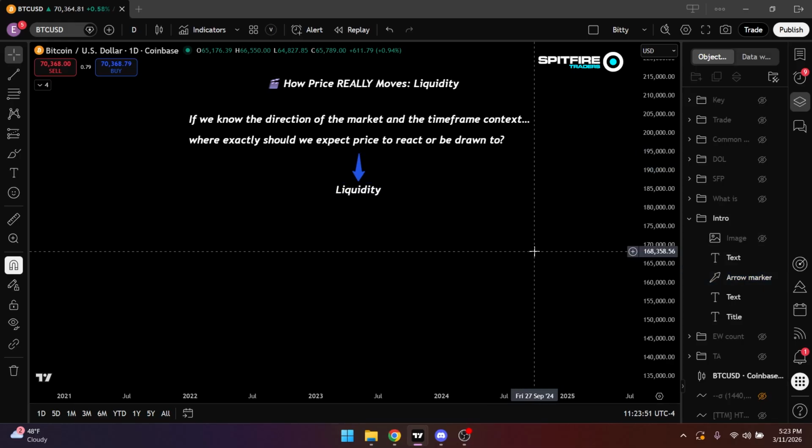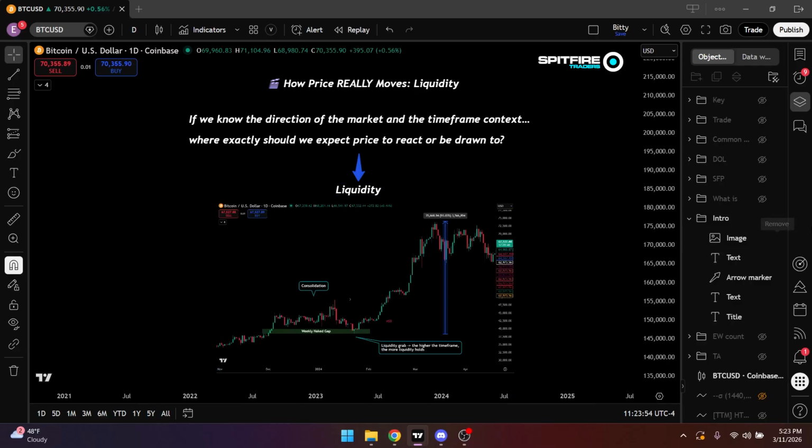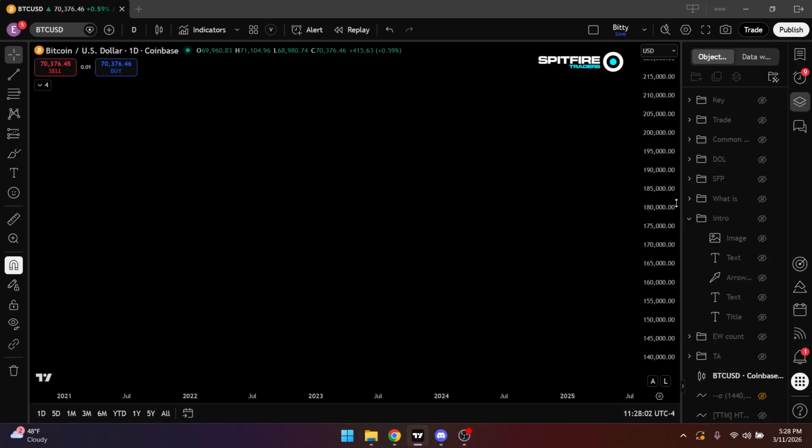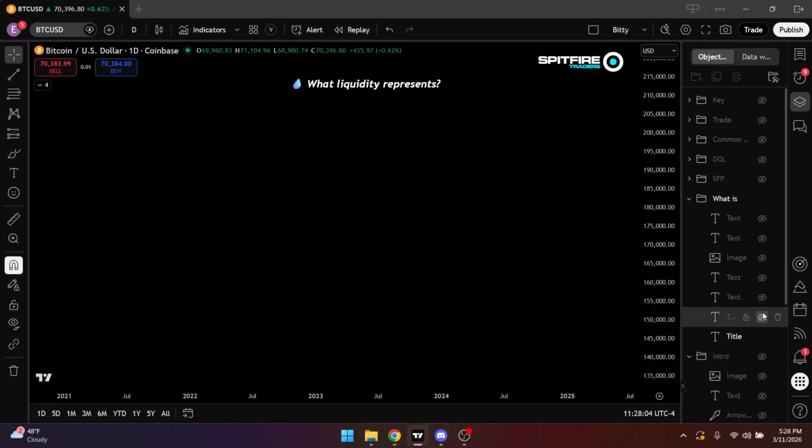Most traders think price moves randomly. Candles go up, candles go down, and it often feels like the market is unpredictable. But if you study price action closely, you start to see something interesting. The market doesn't move randomly. It always takes the path of least resistance to the next level, and that is usually near obvious zones, often referred to as draw on liquidity. So the objective today is to start understanding how price really moves. Let's break it down, starting with what liquidity means.